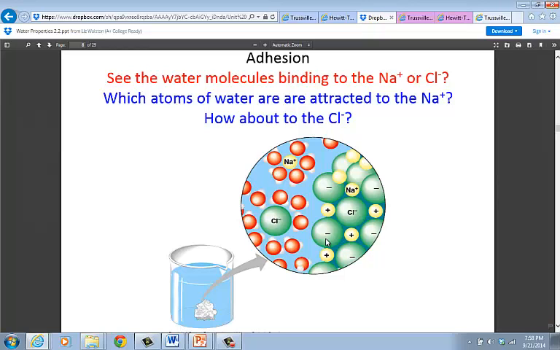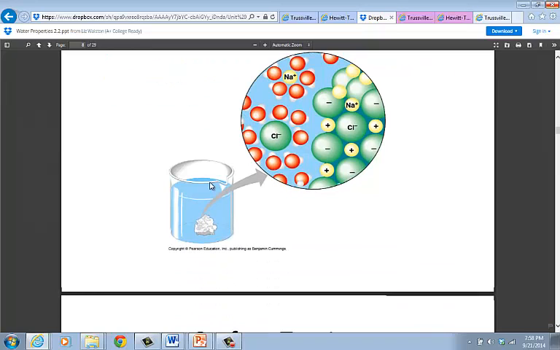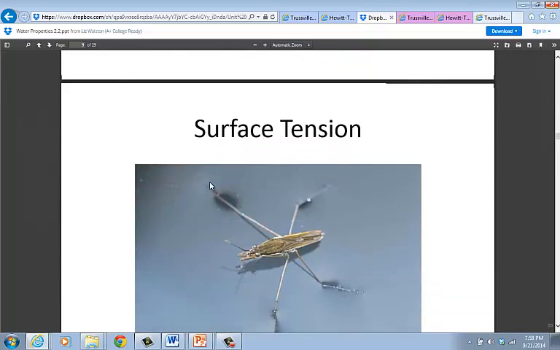All right, so in this case, you can see these water molecules are binding to the sodium and the chloride ion. So they're binding to sodium and to the chlorine.